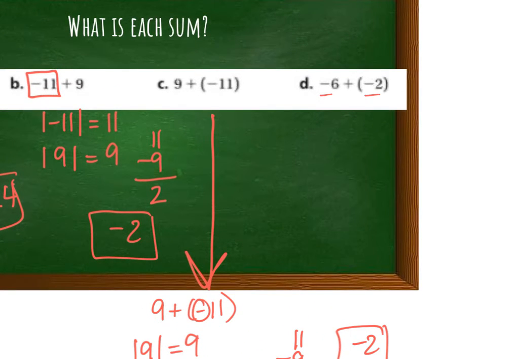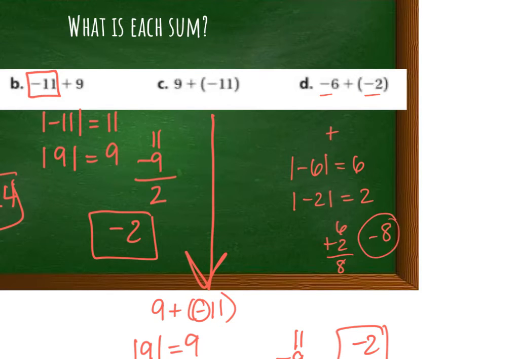So we've got a negative and a negative, same sign, so we know we're going to be adding at the end. Absolute value of negative 6 equals 6. The absolute value of negative 2 equals 2. 6 plus 2 equals 8. We added because they are the same sign. And now our answer is negative 8. Why? Because they were both negative to begin with. So you can't end up with a positive number if both of them are negative and you're adding them, okay?